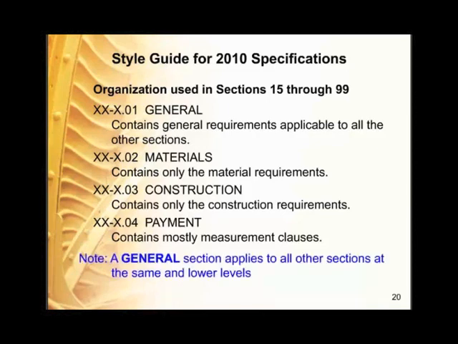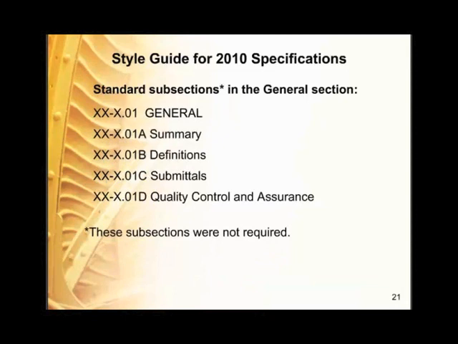Note, a general section applies to all other sections at the same and lower levels. Any payment specifications under the payment will contain measurement clauses that are specific to the applicable work. Standard subsections in the general section: the alpha characters with summary, definition, submittals, quality control, and assurance may be subsections under the general section, and they are not required.